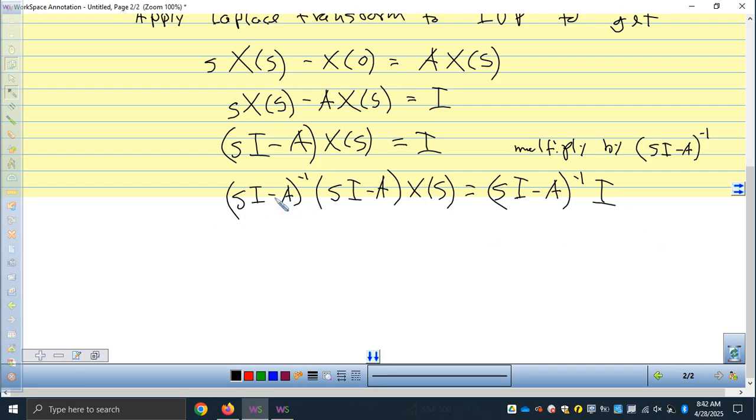Well, the inverse matrix times the matrix itself just gives us the identity matrix, and the identity matrix times anything is just that thing. So we get X(s) equals the identity matrix times this (sI minus A) inverse, which gives us (sI minus A) inverse.